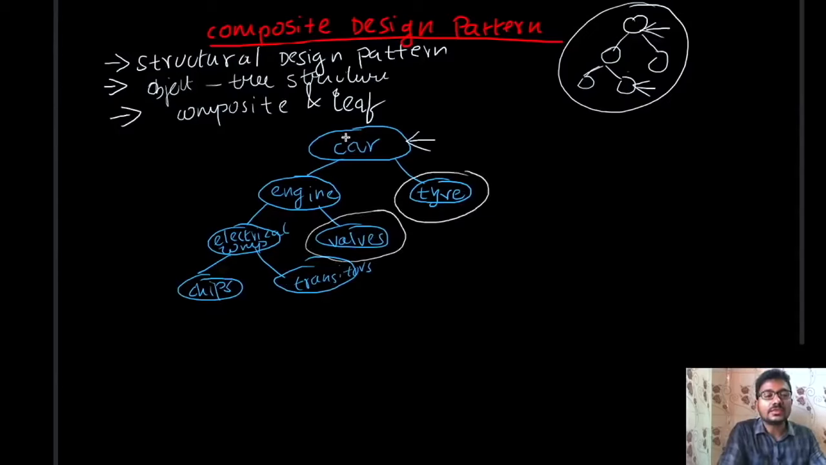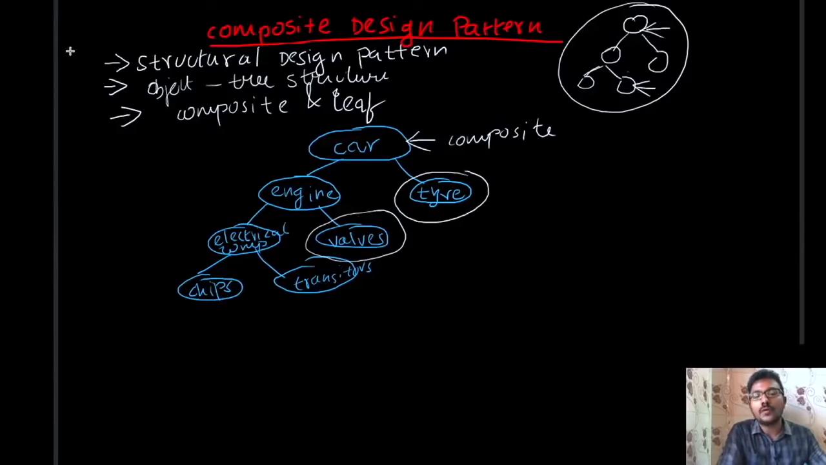So these would be considered as the leaf objects. Any object which contains some child objects would be considered a composite object, and objects which don't have any child object would be considered leaf objects. So here tire, valves, transistor, chips are the leaf objects.